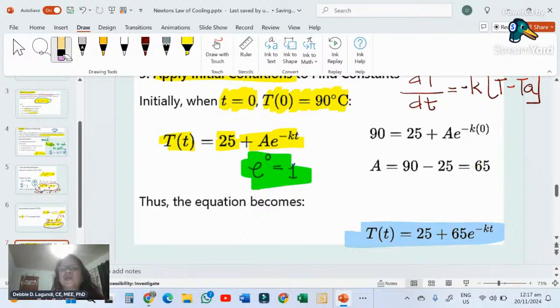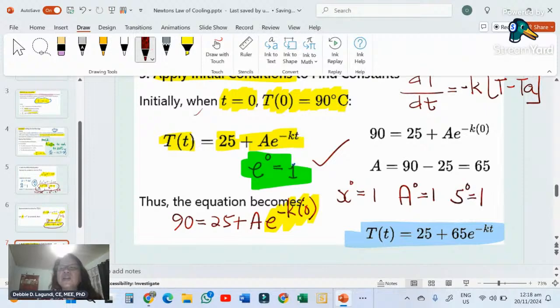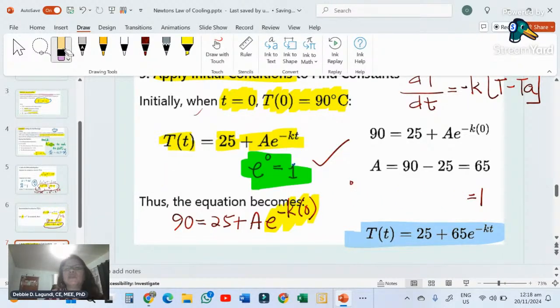Okay, let's do the working separately. I'll do it here: 90 is equal to 25 plus A, and then you have e to the negative k times 0. Anything that is raised to 0 gives you 1. So e to the 0 is equal to 1. X to the 0 is equal to 1. A to the 0 is equal to 1. 5 to the 0 is equal to 1. So any number, any letter for that matter, or any expression that is raised to 0 is equal to 1. For example, you have x plus 1 here, and this is raised to 0, that is 1. Okay? Right.